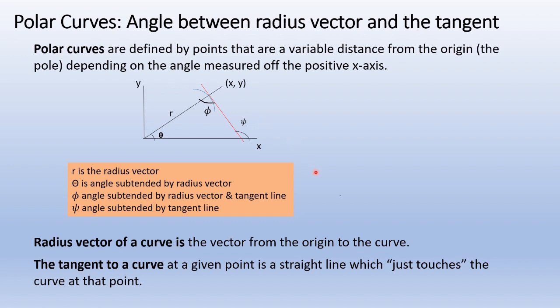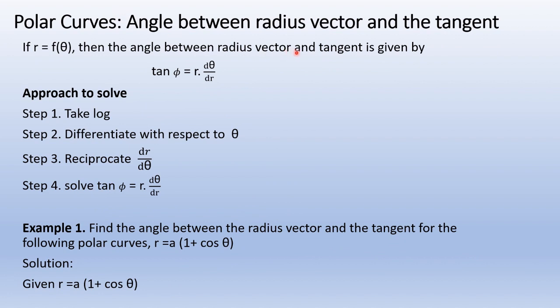If r is equal to f of theta, then the angle between radius vector and tangent is given by tan phi is equal to r times d theta by dr. Approach to solve. Step 1. Take log. Step 2. Differentiate with respect to theta. Step 3. Reciprocate dr by d theta. Step 4. Solve tan phi is equal to r times d theta by dr.